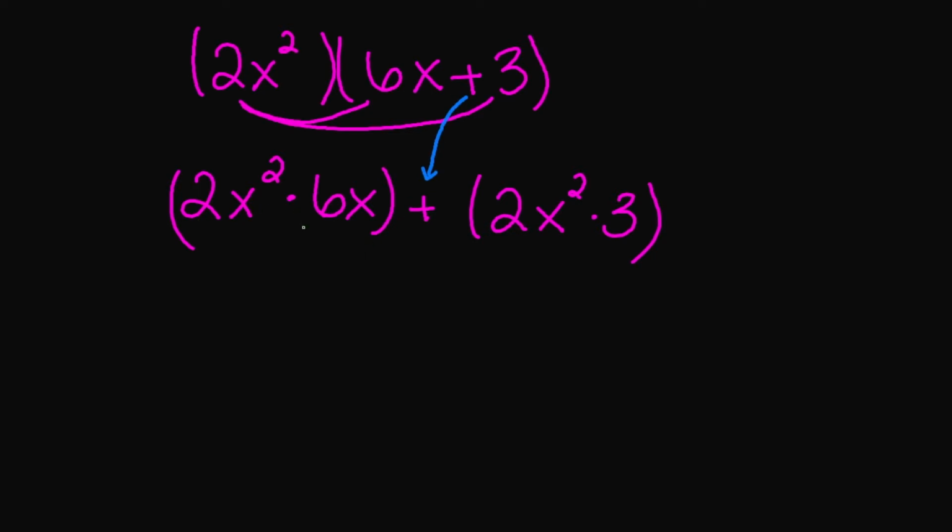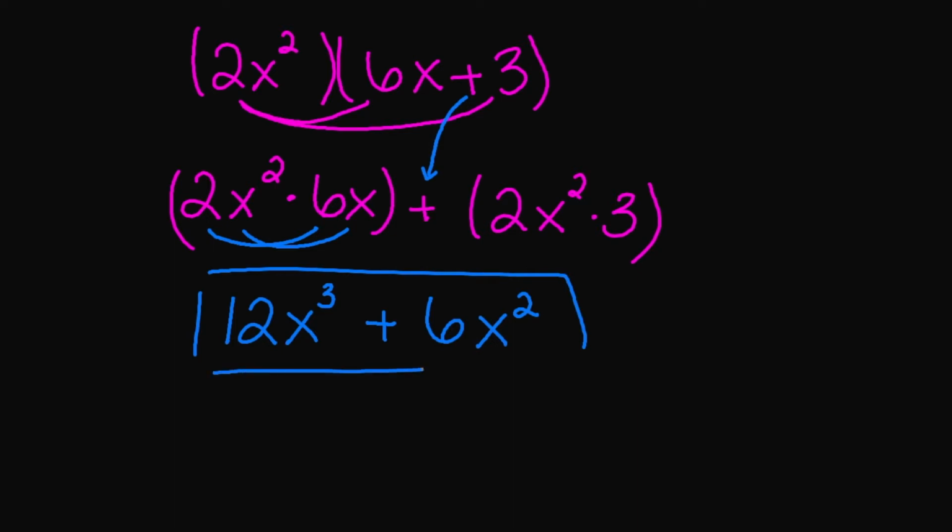2x squared times 6x, this is going to give us 12x to the 3rd power. I multiply 2 times 6, that's 12, and then x squared times x, this is going to be x cubed, plus 2x squared times 3, this is going to give us 6x squared. So your final answer is going to be 12x cubed plus 6x squared.